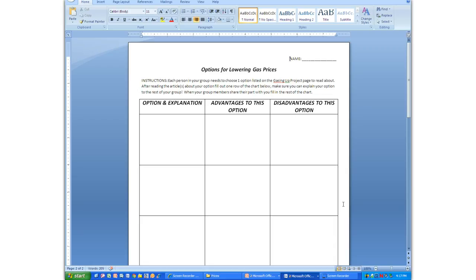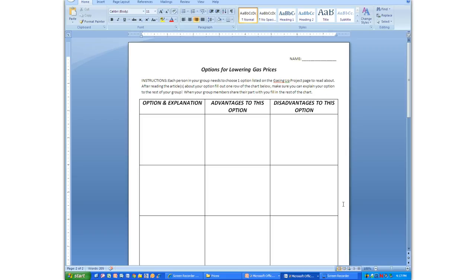Advantages to this option: why would that help? The article will talk about some ideas on how it will help lower gas prices. Disadvantages to this option: what are the downsides of this option? Is it going to lower gas prices enough? Most of the articles are going to talk about some advantages and disadvantages. Now, it won't specifically say here's a pro, here's a con. You're going to have to read a bit. The other thing is that you may have to think about some of the impact.